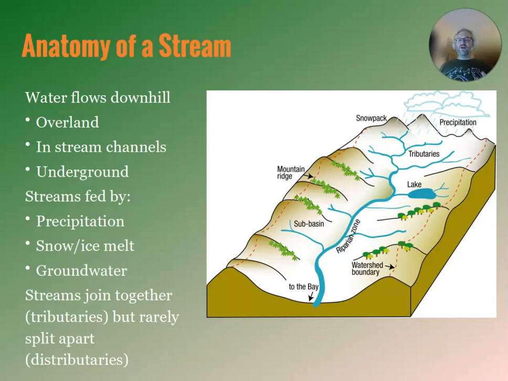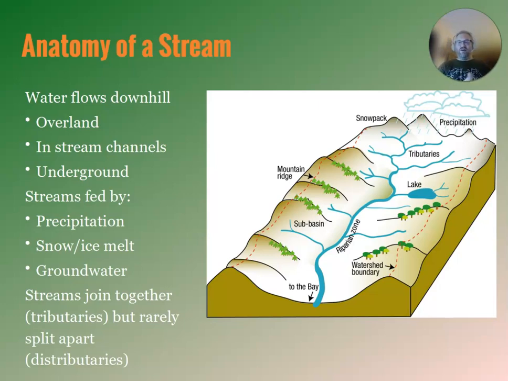So the structure of a stream is going to be this branching structure, where if you were going upstream, you would see it keep splitting apart into smaller tributary streams. If you're going downstream, those tributaries are joined together. It's very rare for a stream to split apart. If that happens, we call them distributaries. So tributaries come together, distributaries go apart. It's very rare for a stream to split apart in any big way.